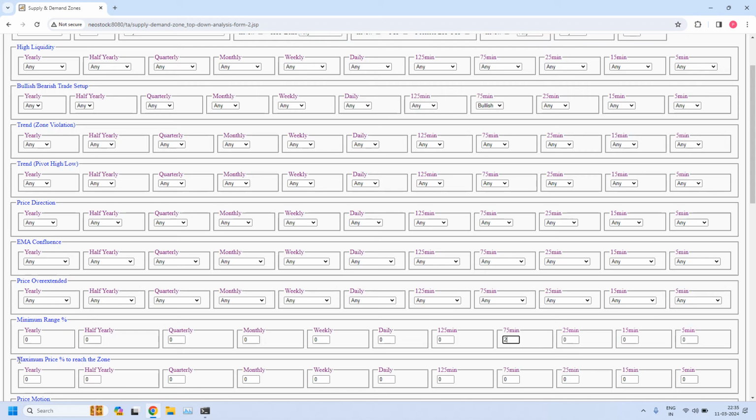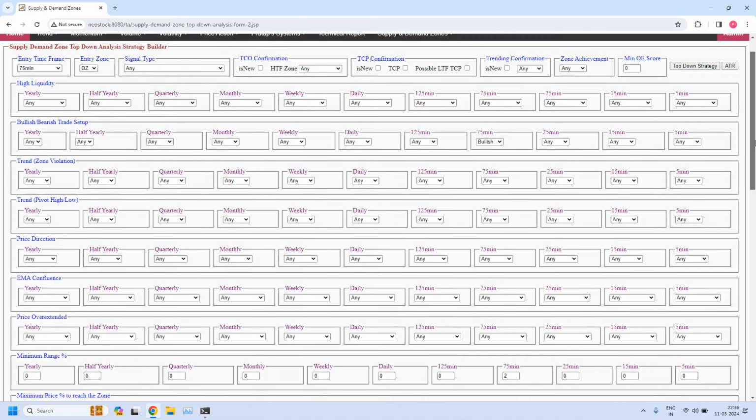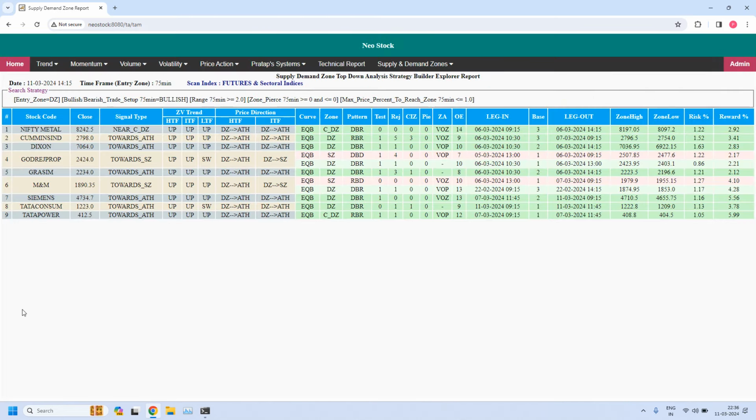And next, how close to the demand zone? So initially we will set within 1%. At 75 minutes time frame, I set 1. That means within 1% close to the demand zone, those stocks will be listed. Currently, these 9 stocks are within 1% close to the demand zone. Even M&M is also closed within 1%. But remember, we already got a trade today, M&M.